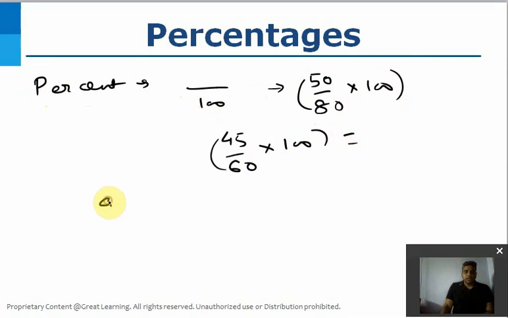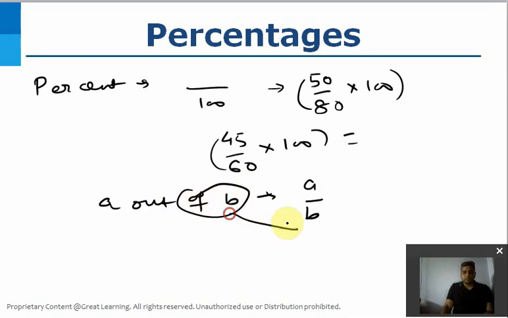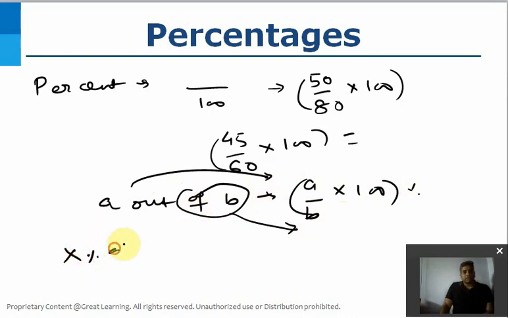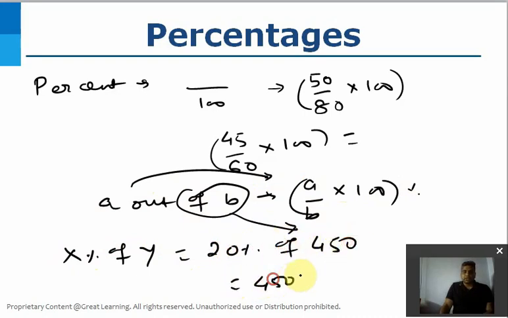So A out of B has to be converted into a percentage by A by B, out of B. So B in the denominator, A in the numerator, into 100 is the percentage value. This is what we found in the first part. Then we found x percent of y, and how to calculate it. If I have 20% of 450, I just have to multiply 450 into 20 and then divide by 100. 20% means 20 by 100. We multiply by 20 by 100 and we get the values in different cases.